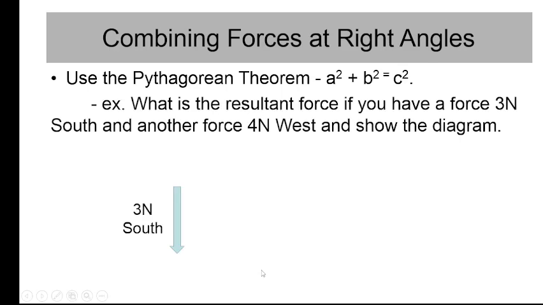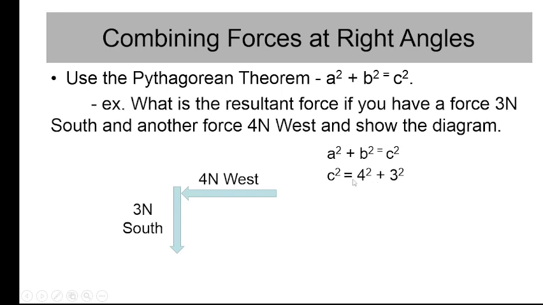For example, we can see here a 3 Newton force is applied in the southward direction and a 4 Newton force is applied in the west direction. Both forces are acting at a right angle to each other. So we can apply the Pythagoras theorem here, a square plus b square equal to c square, to get my resultant force. C is my resultant force.